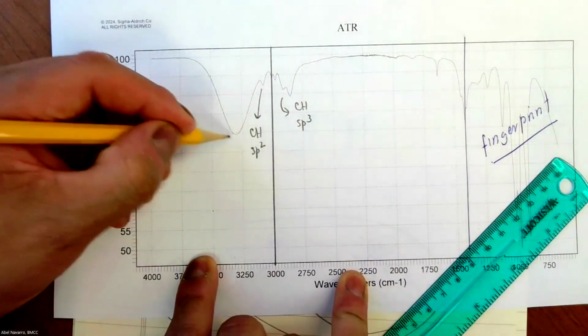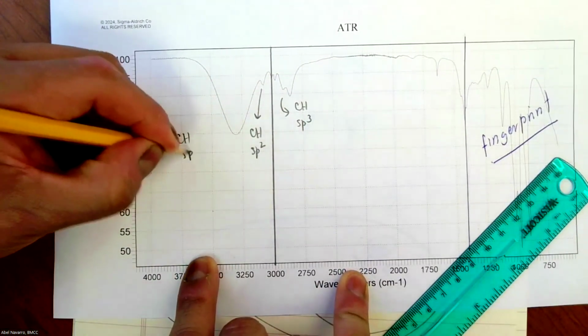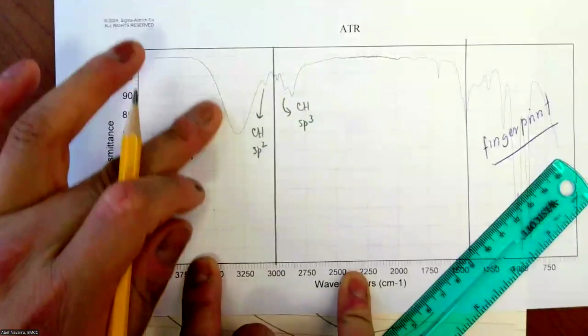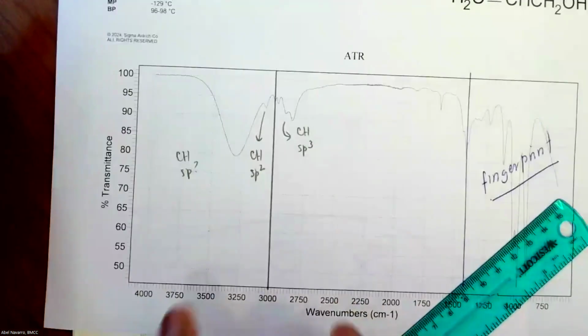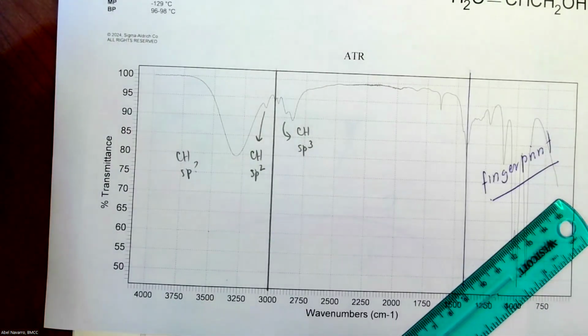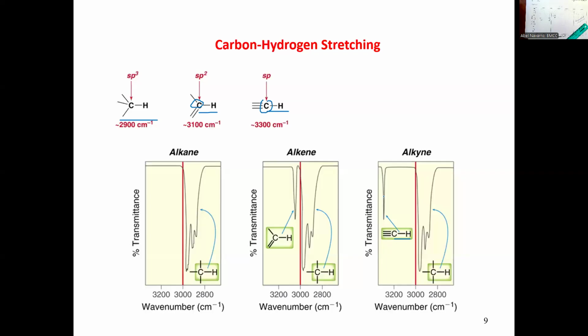Now, do you guys think that this one is the CH sp? Look at the shape. No, right? How do you know, Professor? Well, the CH sp has a kind of sharp shape, and that is not what I see in this particular spectrum. Professor, do we have to memorize it? No, you don't have to memorize it.